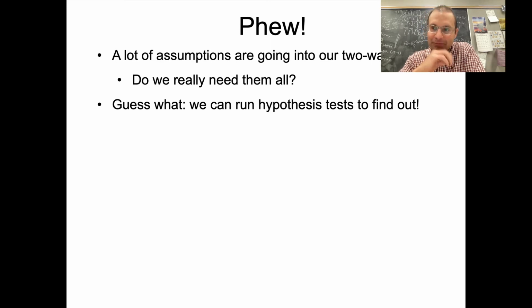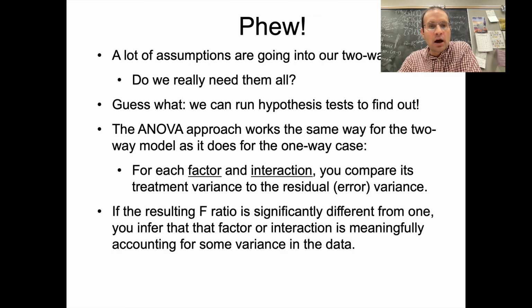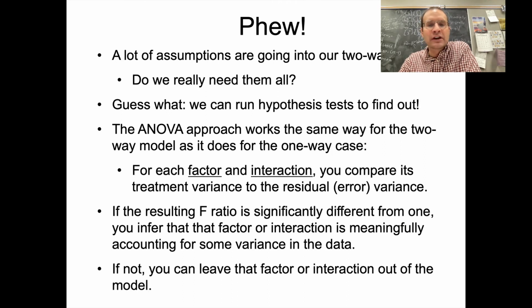And guess what? We can run an ANOVA to find out which of these are significant, which of these actually matter, and which do not. So the ANOVA approach is going to work the same way for the two-way model as it does for the one-way case. Basically, for each factor and interaction, you're going to calculate a treatment variance or a treatment mean square, and then you're going to compare that to whatever residual variance you have left over in the model, the part the predictable portion of the model can't account for. If that resulting F ratio is significantly different from 1, you infer that that factor or interaction is meaningfully accounting for some variance in the data. And if not, you just leave that factor or interaction out of the model.